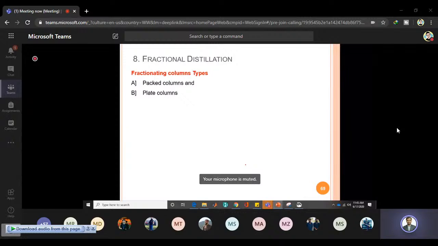Now let's talk about some of the columns that we use. We normally use two major types of columns. One is the packed column and the other is the plate column. The packed column is more for absorption normally, but plate columns are very common for distillation purposes, right?